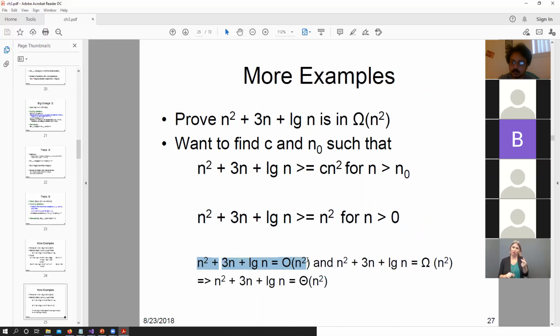So we have the upper bound, that is big O of n squared. We have the lower bound, that is big omega of n squared. And so now we can say that this equation is within this bound, that is theta of n squared.